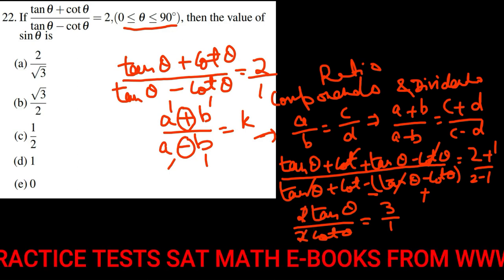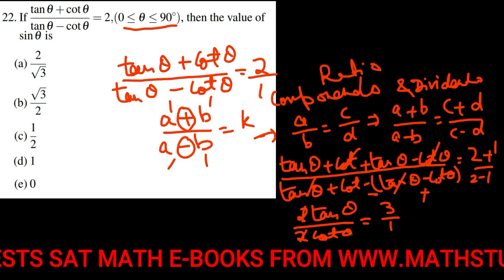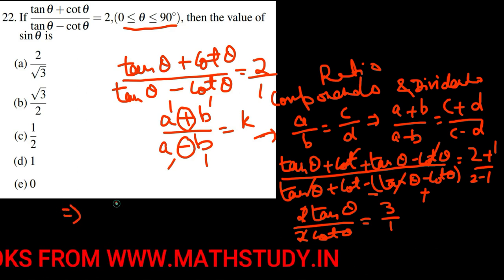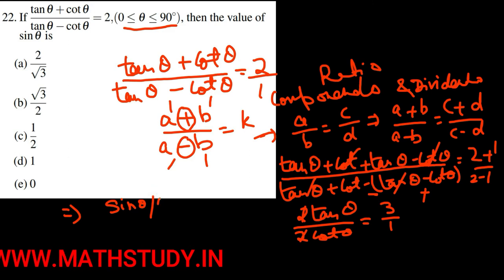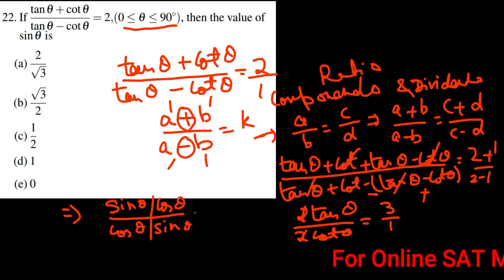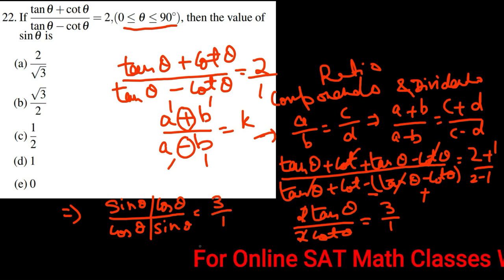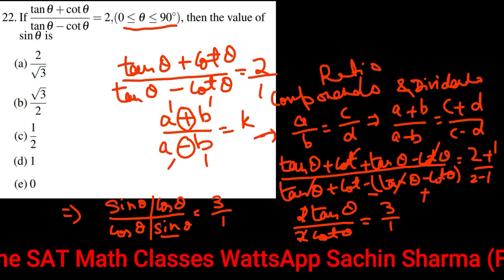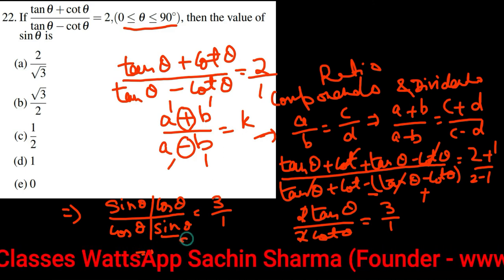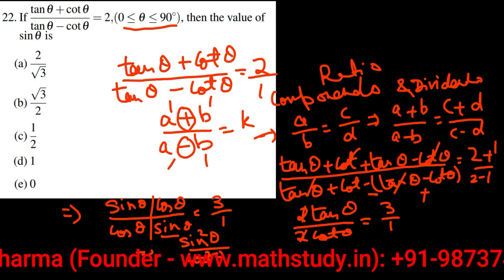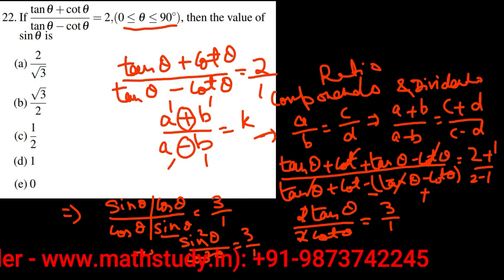Now we will simplify tan theta as sin theta upon cos theta and cot theta as cos theta upon sin theta. So let us write it here. Our question will become sin theta upon cos theta, which is the numerator tan theta, and the denominator is cot theta, which is cos theta by sin theta. Okay, so this is equal to 3 by 1, right students? So this sin theta will go in the numerator and this cos theta will go in the denominator, and our equation will become sin theta into sin theta, which is sin square theta, upon cos square theta, equal to 3 upon 1, right?